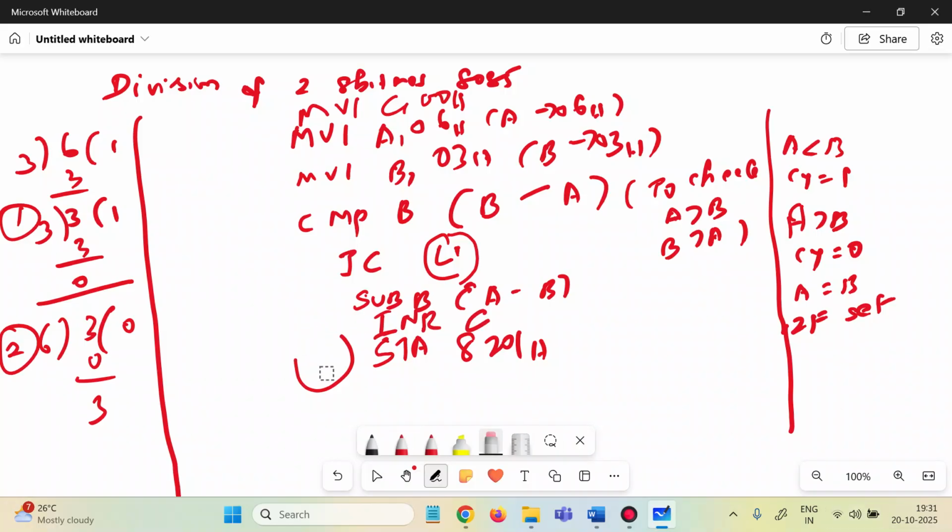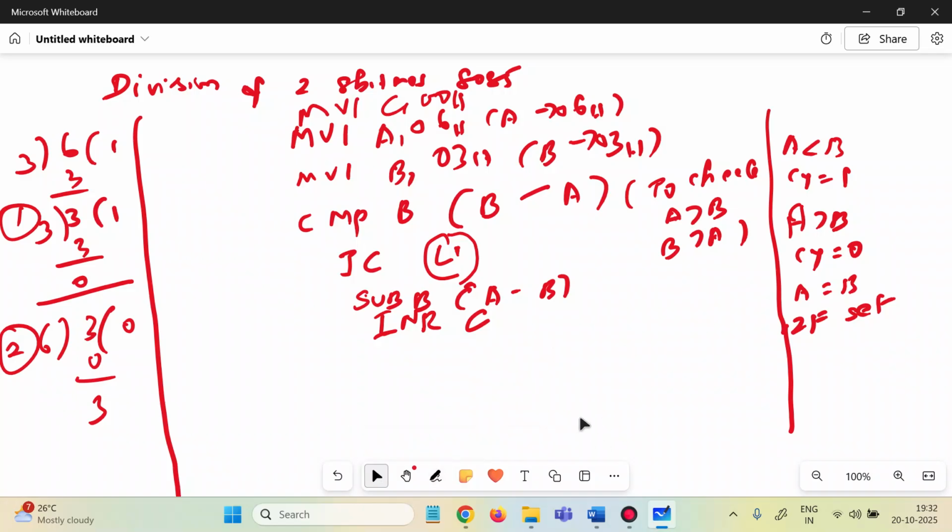So the loop, I'm bringing it down. The loop is there. Just for space, I'm bringing it down. So once after subtracting, you have to increment the quotient. C becomes 1. So one time subtraction is over. Let me write that loop here. What it is telling, loop is: store the accumulator content in some location 8200. This is what I have.